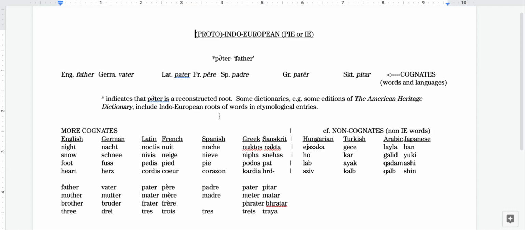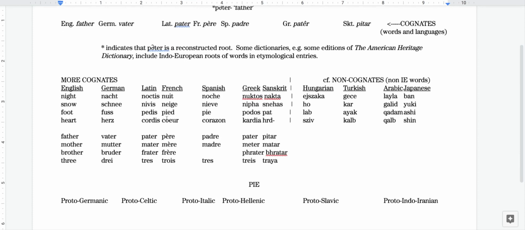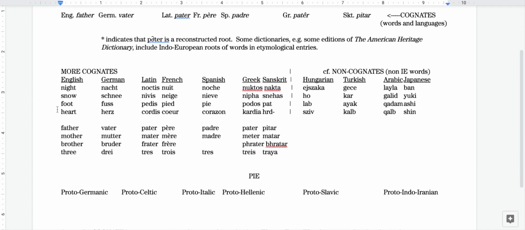All right, so that's what we mean by Indo-European and by cognates, and by how comparative linguistics works. And what I have down here now, if you continue down farther, is some more sets of cognates, just to show you some more examples.